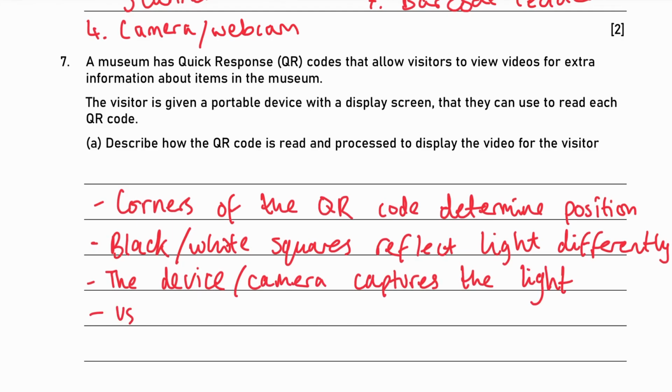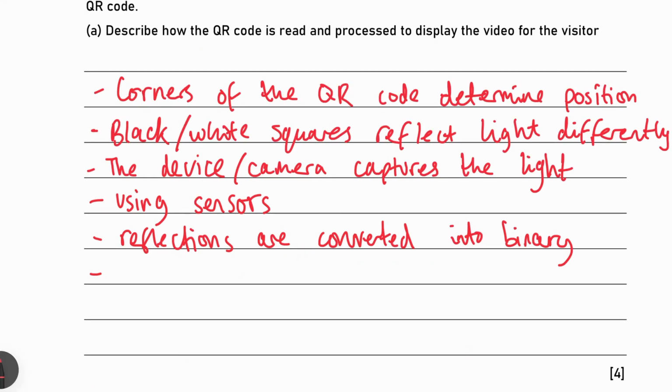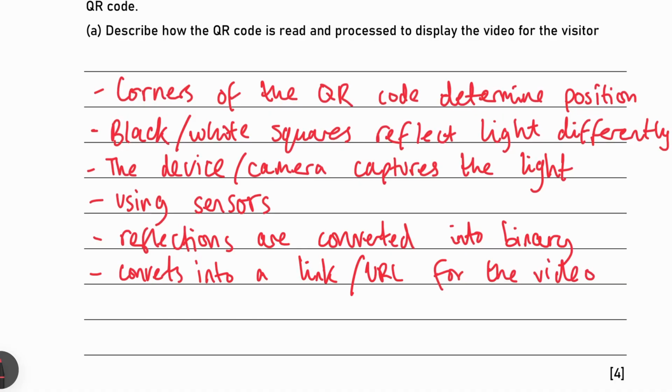Simply saying the word sensors, so using sensors, is another mark. And then the reflections are converted into binary, which will be the link for the video. So the binary converts into a link or website for the video. And this is the same for most QR codes, whether it's on a ticket for a concert or a train ticket, as mentioned before. This is how they all work. And as you can see, we've got 1, 2, 3, 4, 5, 6 possible marks for the total of 4. And that is how a QR code is read and processed.